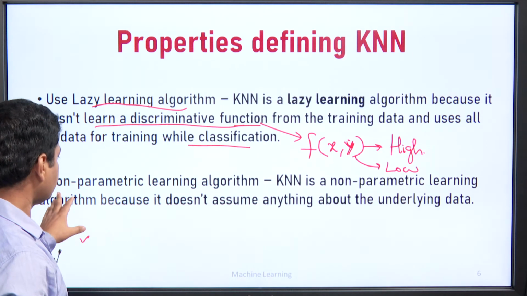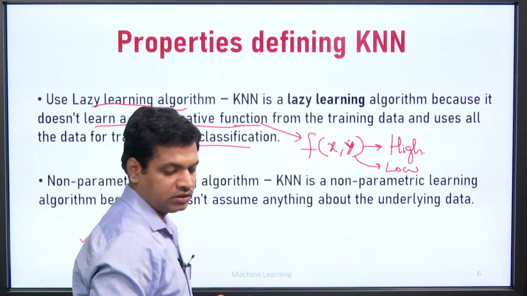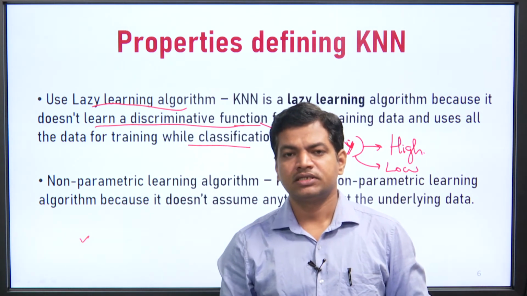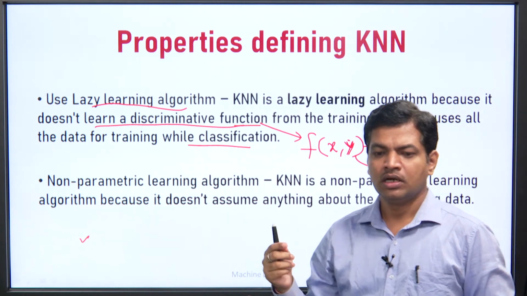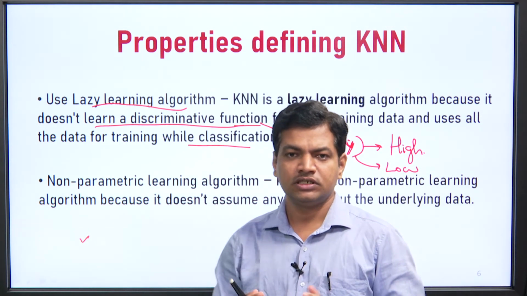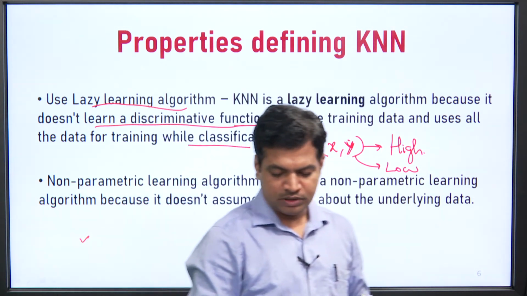The next property is that it is a non-parametric learning algorithm. KNN is a non-parametric learning algorithm because it does not have a pre-notion or assume anything about the data in the data set or the sample. So, this is the second property.